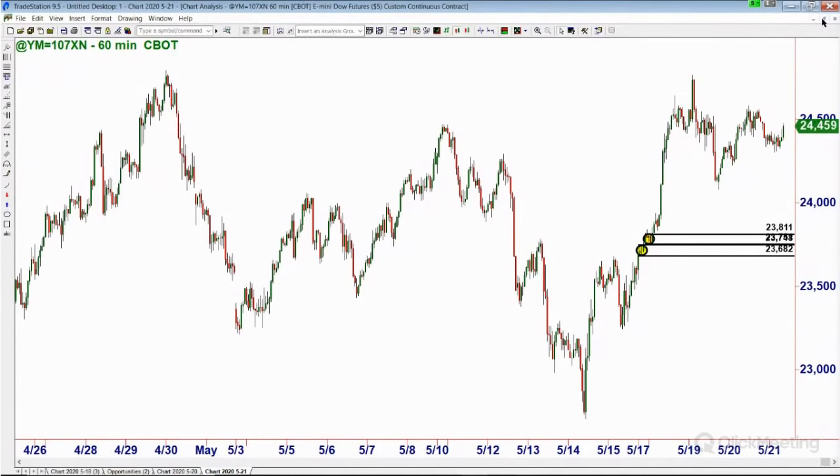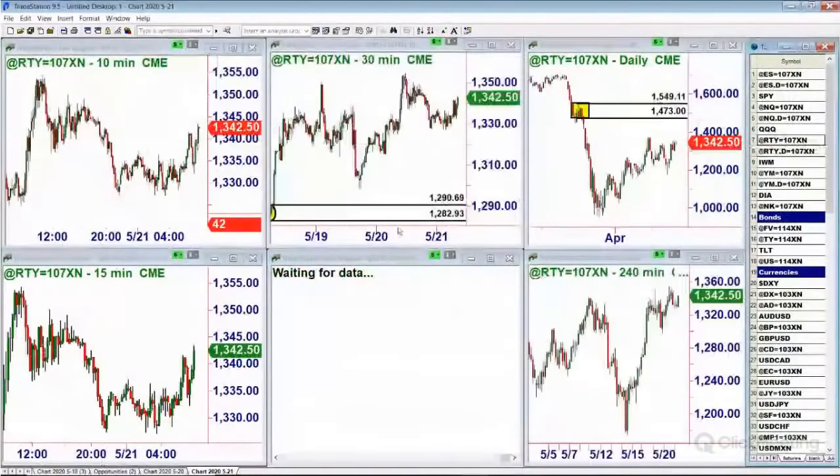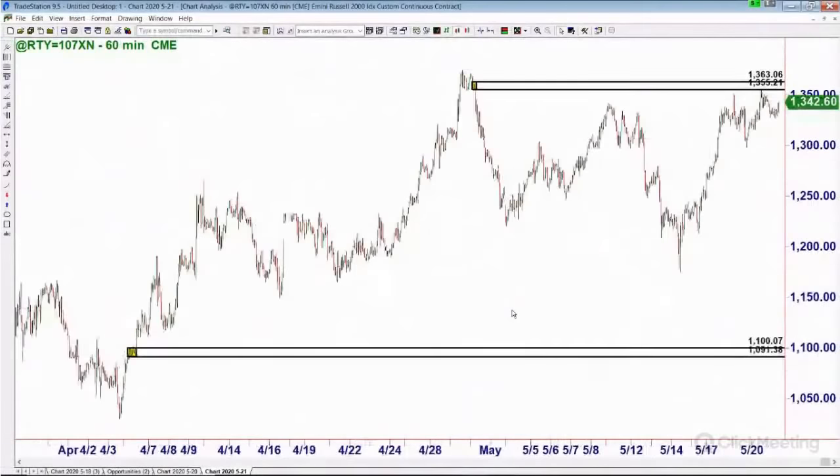All right. So let me go back to the Russell. Just want to make one more quick point here. Let's go back to our 60-minute chart. Now, when I scrunch this up, here's that 60-minute that we were just going over, right? That's that level that hit yesterday for us.